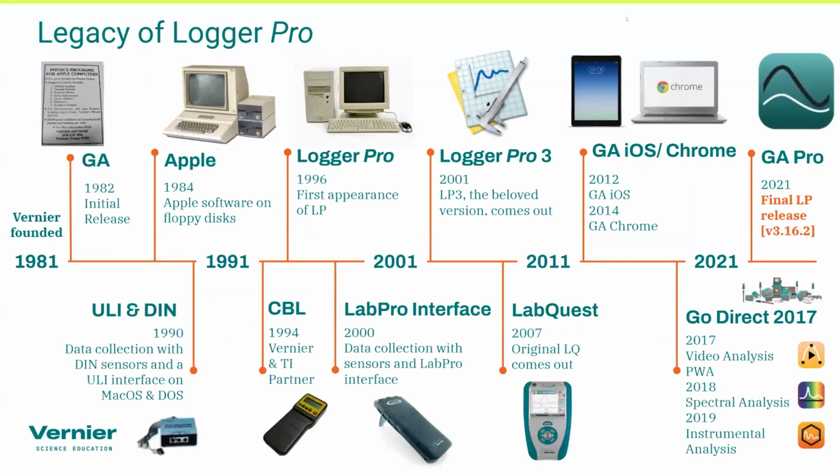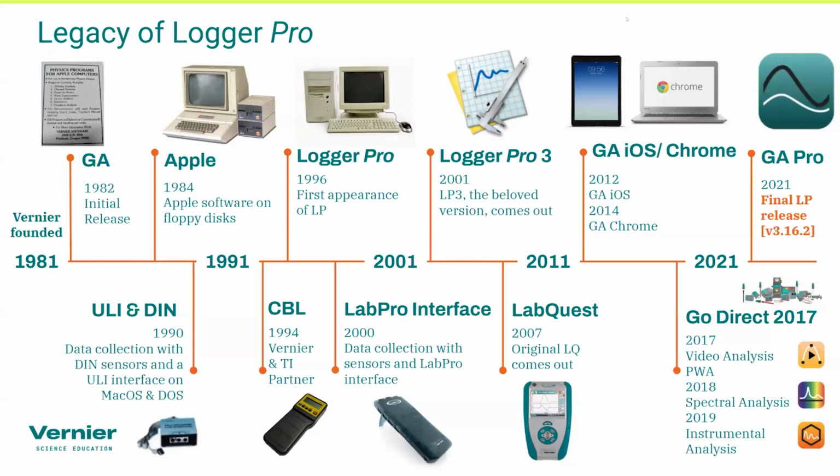Melissa and I thought a great place to start is just to look at a little bit of the history of Logger Pro in Vernier and how things have changed over the years. Vernier was founded in 1981, and in 1982, Dave Vernier advertised the sale of an application called Graphical Analysis. His physics students were having trouble graphing data by hand, and he wanted to be able to make use of a computer and do that. And that's our first instance of seeing an application with that title.